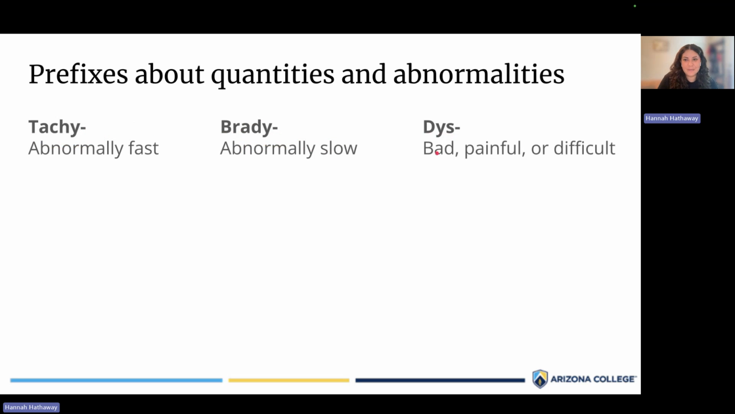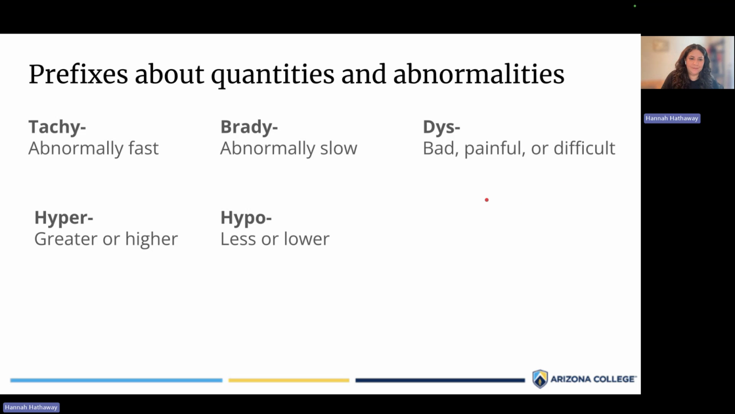And then dys means bad or painful or difficult. Probably the most common example you might have heard before is dyslexia. Someone who has dyslexia has difficulty reading or difficulty interpreting letters. So dys just means difficult. Next set, hyper and hypo. So hyper is greater or higher, and hypo is less or lower. I always remember that hypo is low.